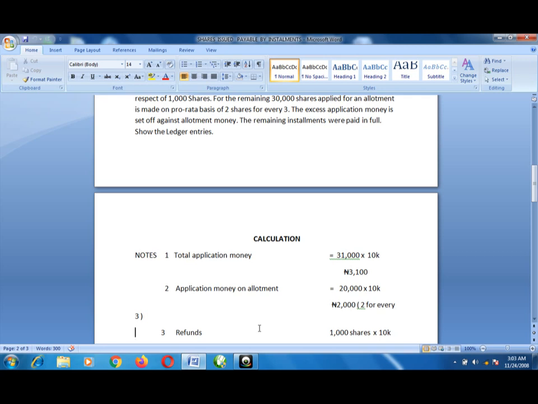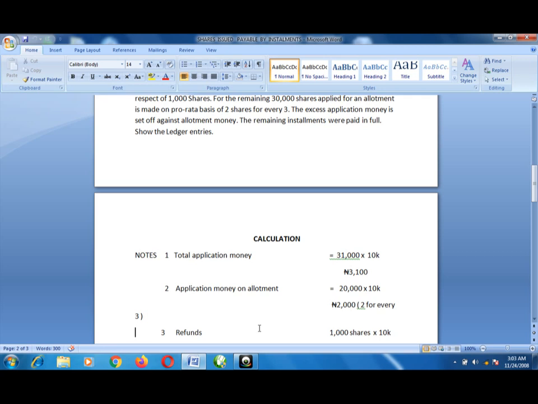In the first calculation, you have the total number of units of shares on application, which is 31,000 units of shares. Remember, you are given the price in kobo. That's 10 kobo multiplied by 31,000 units of shares, which will give us 3,100 naira.